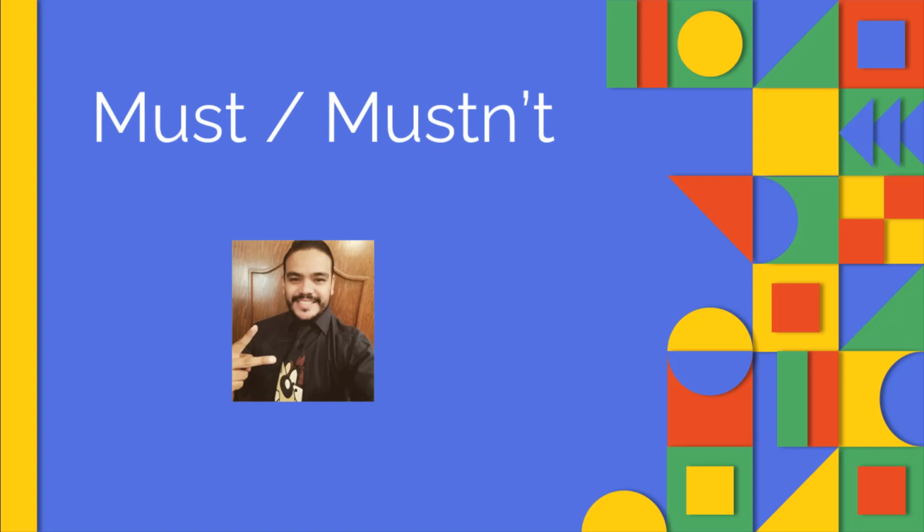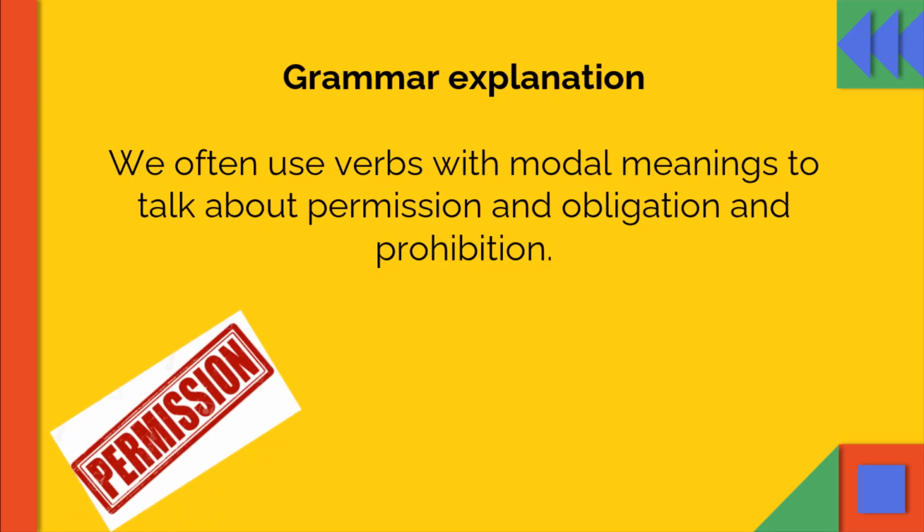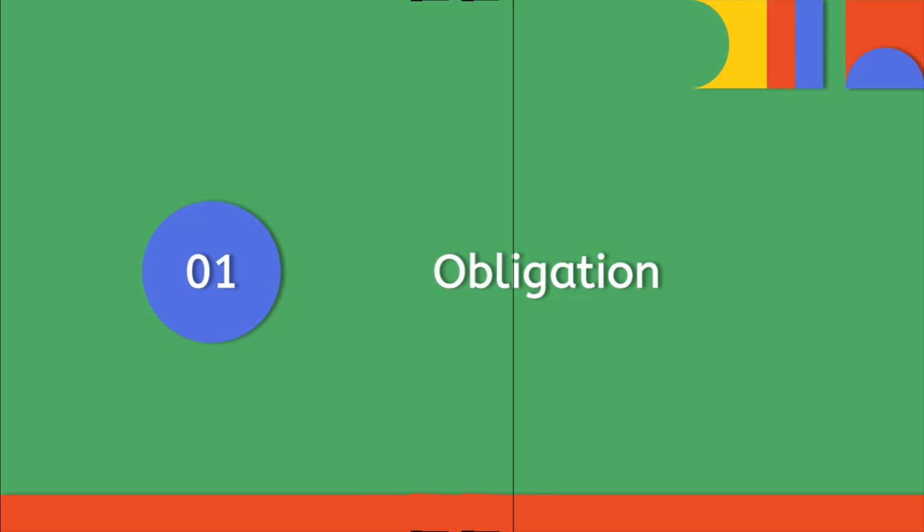Okay guys, the topic for today is must or mustn't. Okay, grammar explanation. We often use verb with modal meanings to talk about permission and obligation and prohibition. First of all, we're going to talk about obligation.